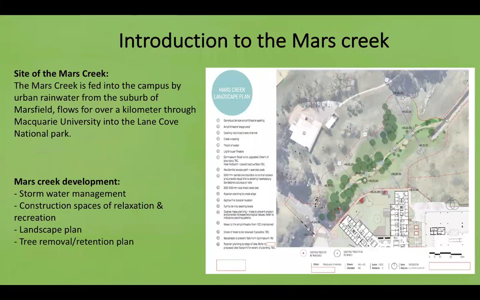Now let's move on to the site of Moss Creek. It is fed into the campus by urban rainwater from the suburb of Moss Field, and flows for over a kilometer through Macquarie University into Lane Cove National Park. The Moss Creek Environmental Plan was commissioned by Macquarie University with the aim of improving water quality, restoring native habitat, and protecting the greenery of the campus. The Moss Creek development includes stormwater management, construction of spaces for relaxation and recreation, a landscape plan, and a tree removal or retention plan.